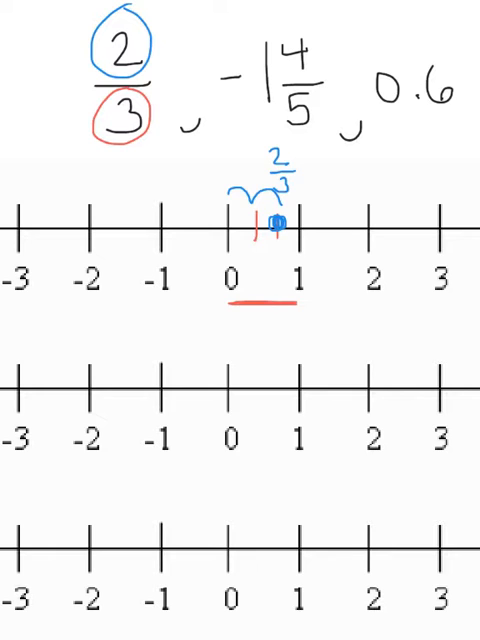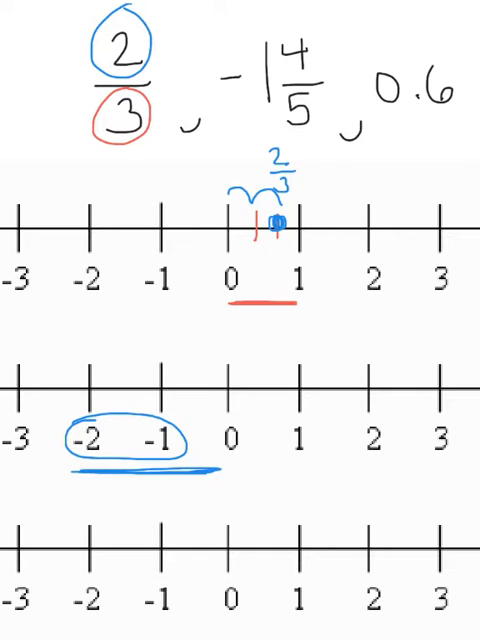Since I have another number line, I'm just going to go ahead and plot it down there. -1 4/5 is going to be on the negative side of 0. So I know that it's going to be between -1 and -2. And that's confusing for some people, but remember we are moving out farther: -1, -2, -3, -4.